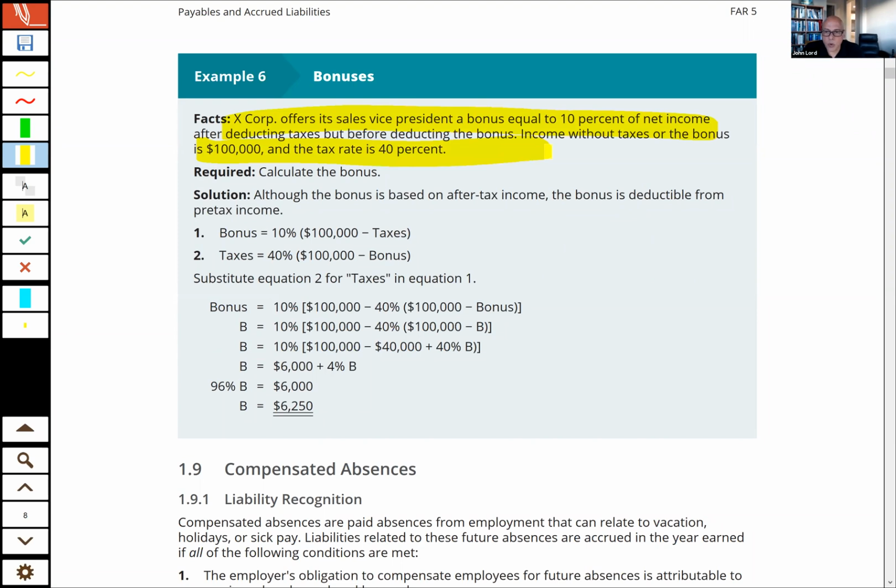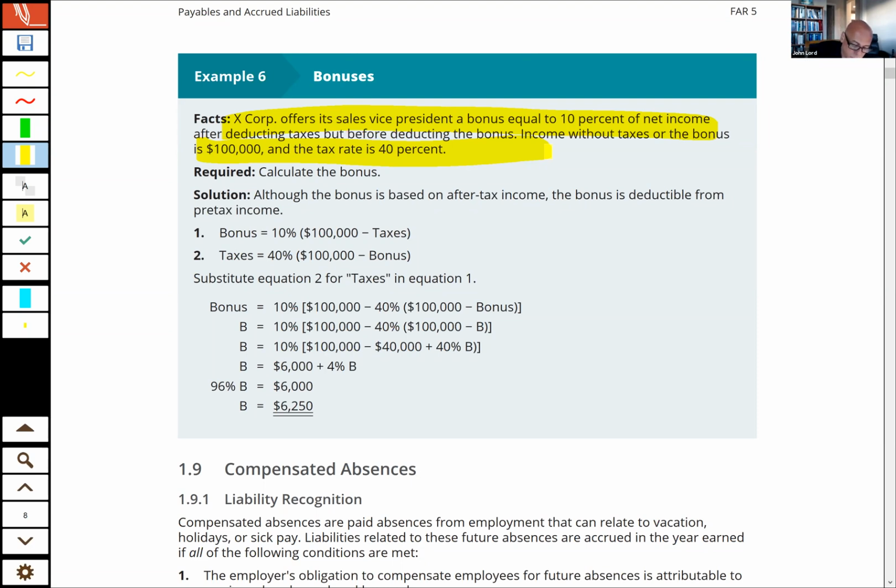So X Corp offers its sales vice president a bonus equal to 10% of net income after deducting taxes, but before deducting the bonus. Income without taxes or the bonus is 100,000 and the tax rate is 40%. So we have a problem because how do we know what the net income is unless we know what the bonus is, but we don't know what the bonus is unless we know what the net income is, right?